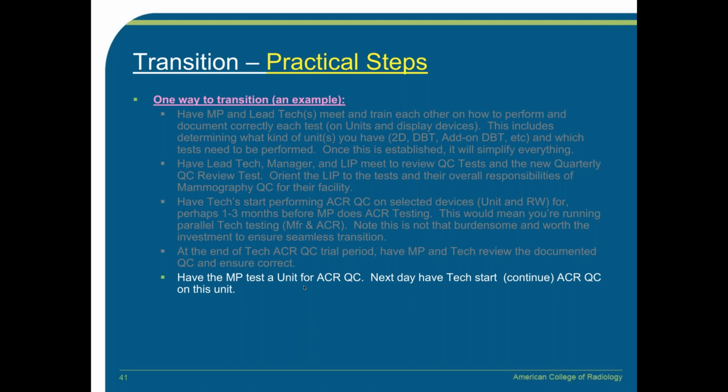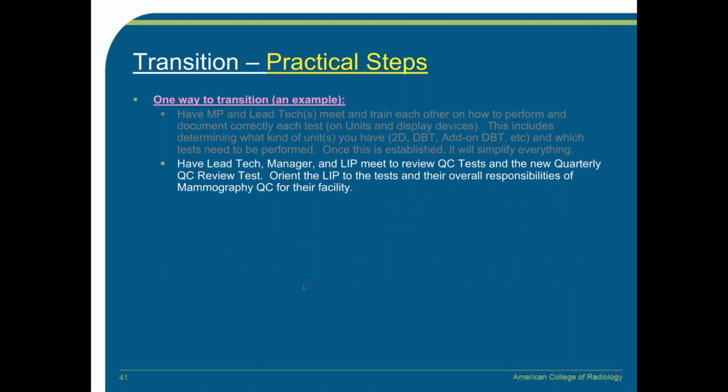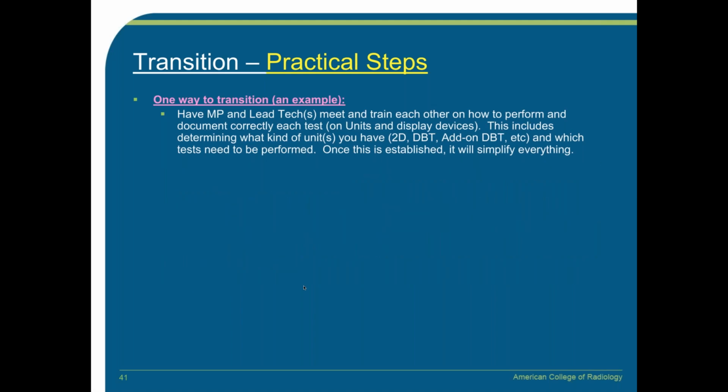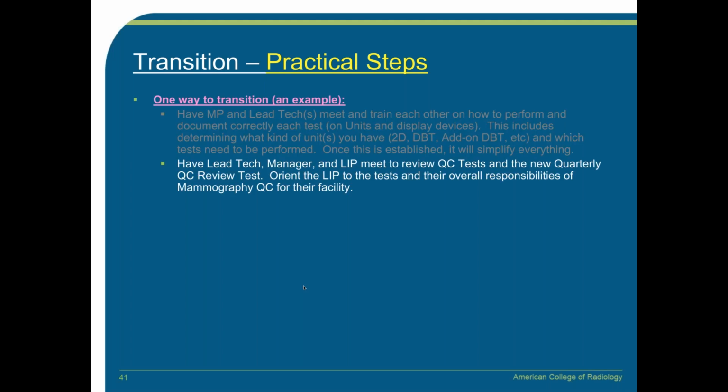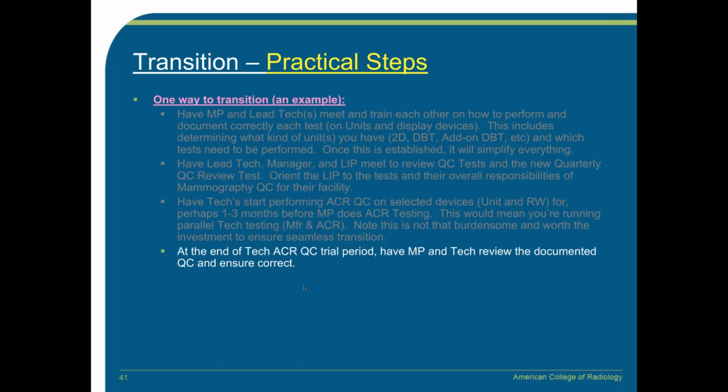So it's good for the physicist and the tech to get together and train each other on the tests. And then determining what kind of units and what kind of paperwork needs to be put together. So the physicist and the tech know the tests. The tech starts doing testing before the physicist so they can practice. And then once the physicist does the physics test, the tech can just carry on and keep going.